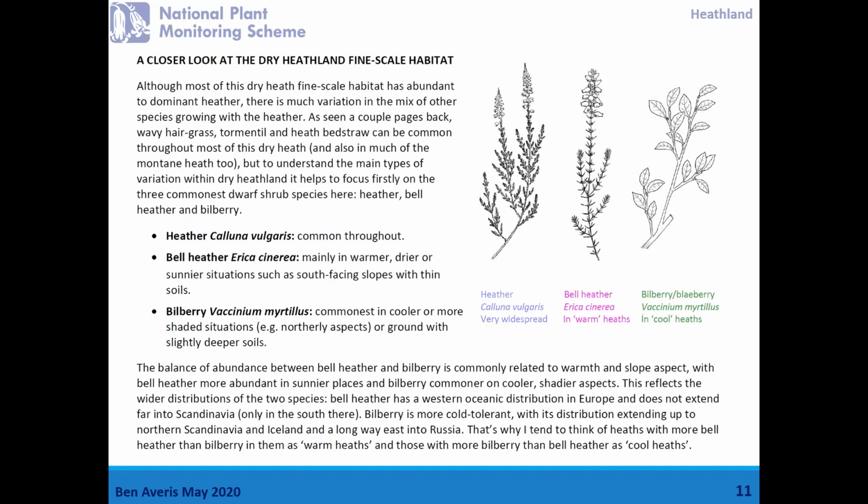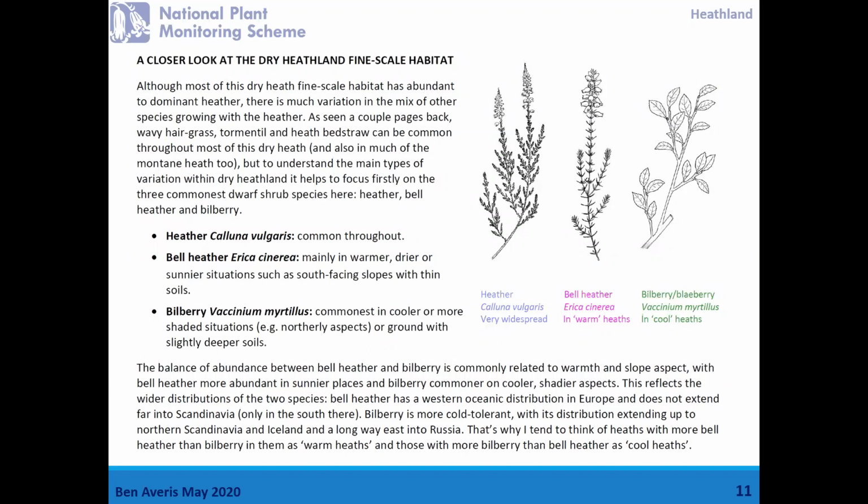And we've seen a few of these species. We've seen some of the main species already in these last few slides, but it's handy to remind ourselves here about heather, bell heather, and bilberry. Not just because they're so common, but also because of their ecology. Heather can grow right across the range of non-montane dry heaths. Bell heather and bilberry are slightly more restricted.